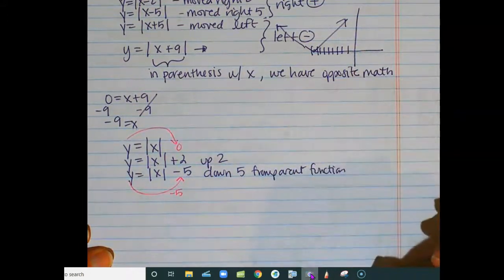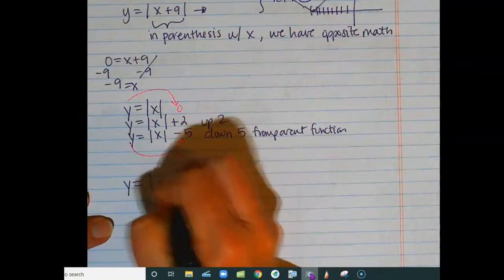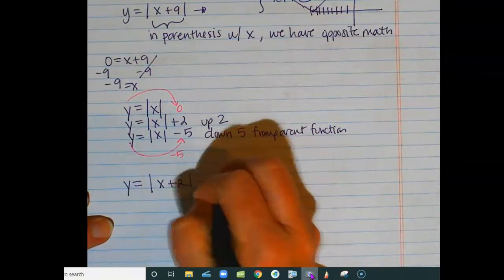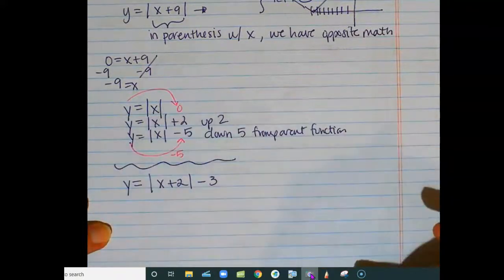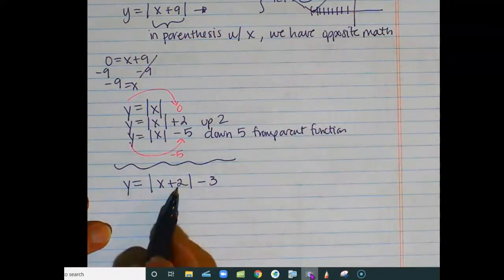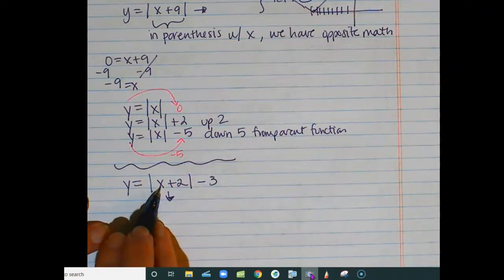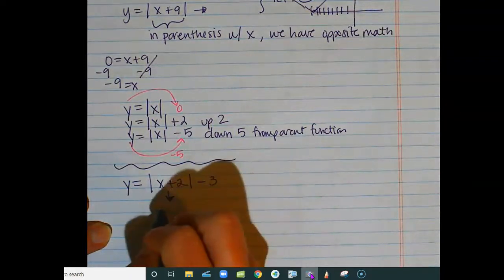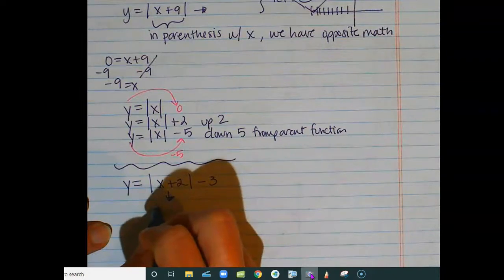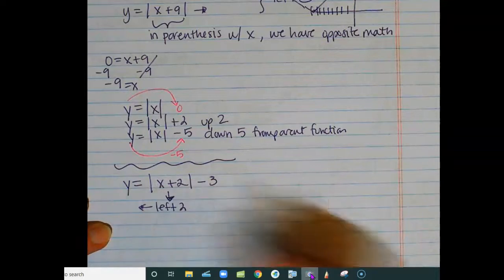So taking both of those into consideration, let's look at y equals the absolute value of x plus 2 minus 3. And with this example, let's guess what happens. This one is opposite math. This is going to move it left, right, because that's what x does. X is on the left, right axis. It's going to move it not plus 2, but it's going to move it left 2. It's going to move it in the negative direction, opposite math.